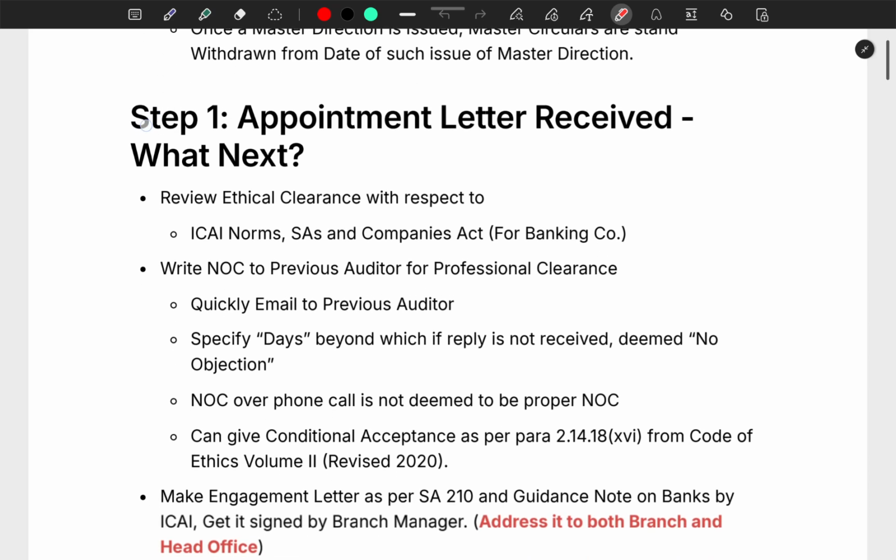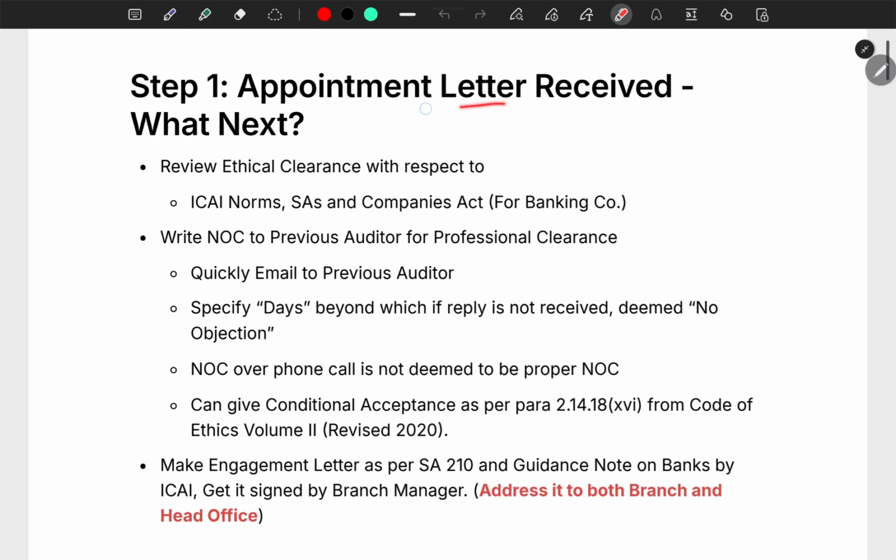Okay, so the first step, after you receive the appointment letter, what should be your next step? The first step is to have the ethical clearance in accordance with our ICAI norms, the standards on auditing and the Companies Act, because all of these bank audits are usually for a banking company, and for that you need to have clearance under section 141 of the Companies Act. For standards on auditing, you should have SQC 1 plus SA 220. These should be complied with, and as per ICAI norms, the Code of Ethics should be complied with.